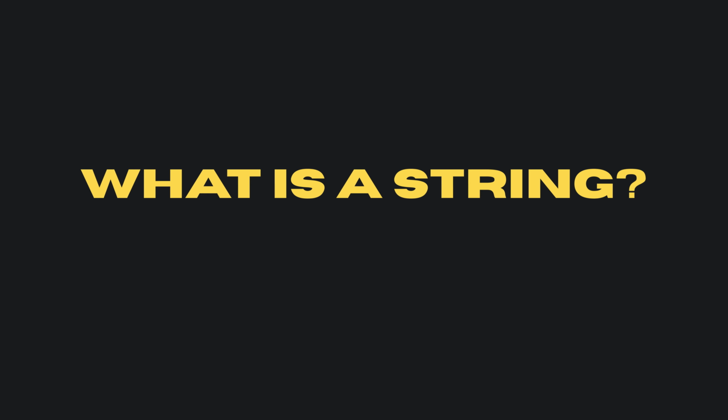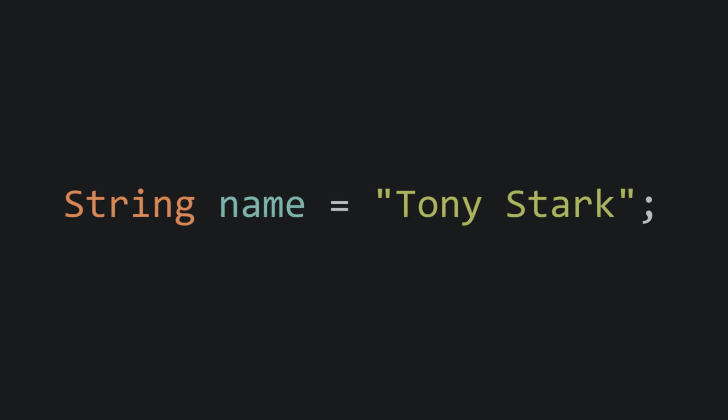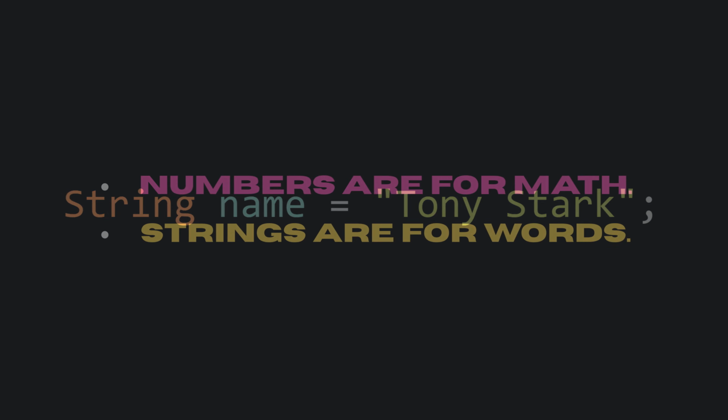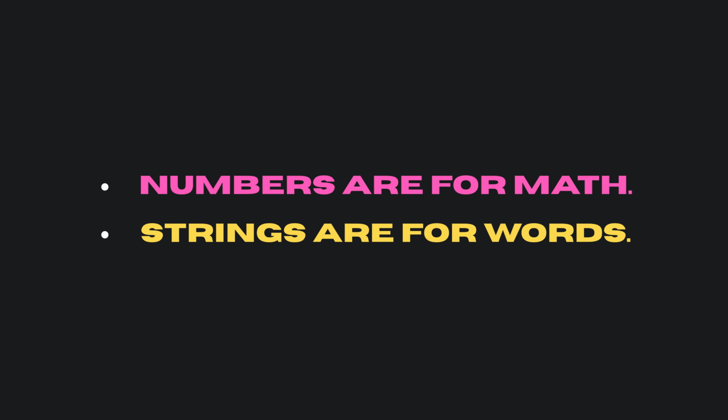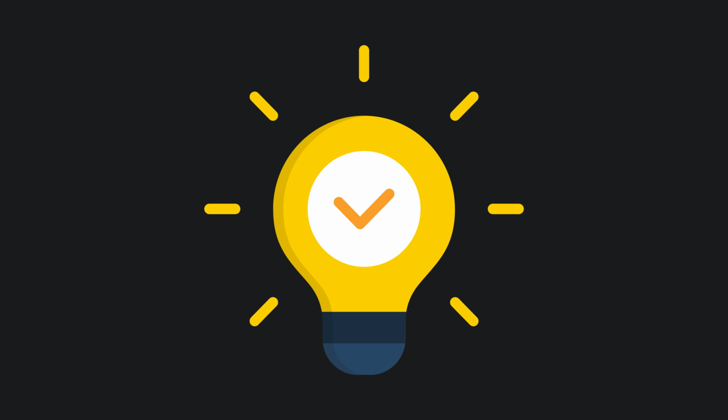So what is a string? In Java, a string is basically a text inside double quotes. Example: String name = "Tony Stark". Here Tony Stark is a string. Think of it as numbers are calculator language and strings are human language. In strings, there are a few things we need to know.